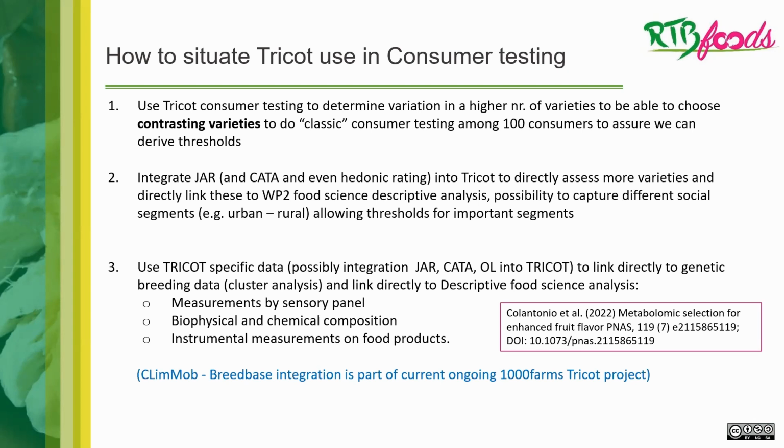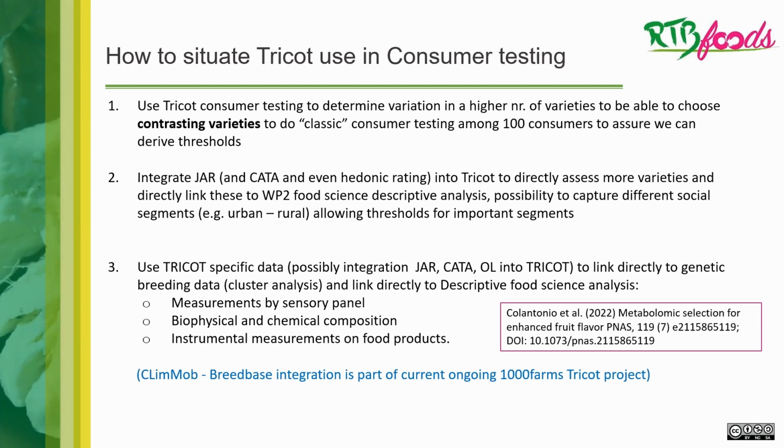Or three, use the TRICOT specific data, possibly integrating JAR, QDA, or overall liking into TRICOT to link directly to genetic breeding data, cluster analysis, and link directly to descriptive food science analysis, which are measurements by the sensorial panel, biophysical and chemical composition, instrumental measurements on food products.